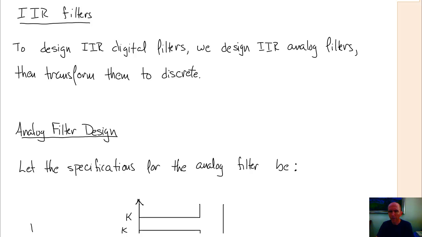So one of the methods for designing these digital filters is to design an analog filter and then change it into a digital filter. And that's what we're going to do here. How to change it, we're going to talk about later. Today, we're only going to talk about how to design an analog filter.